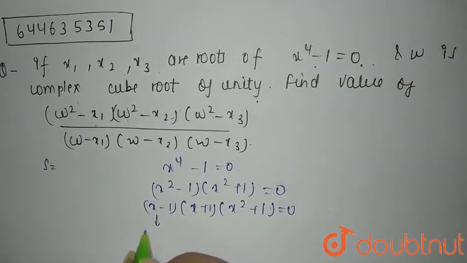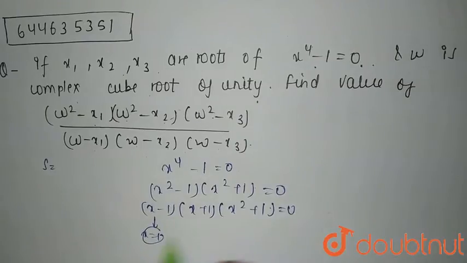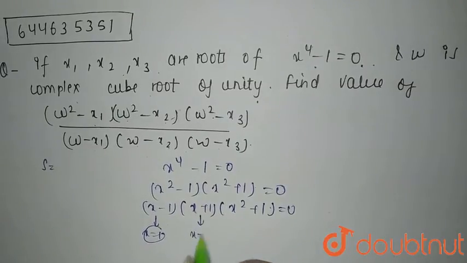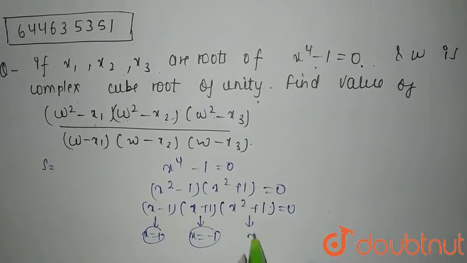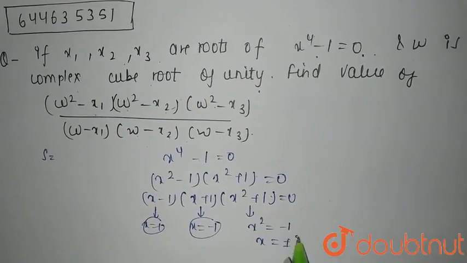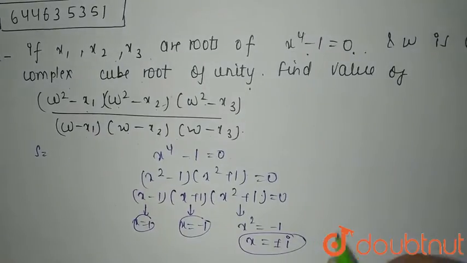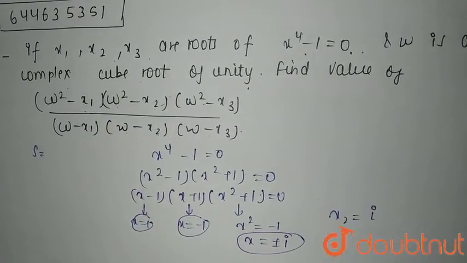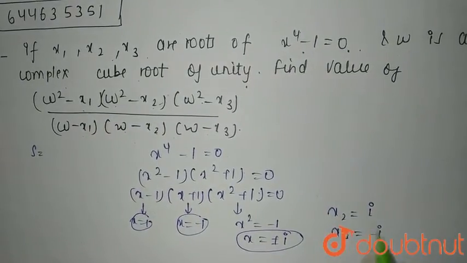So from that, equating with 0, we have x equals 1, and equating with 0, x equals minus 1, and x² equals minus 1. So you can write this as x equals plus minus iota. So you can say that x2 equals iota and x3 equals minus iota.